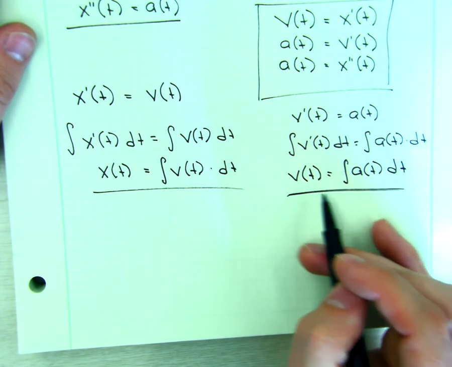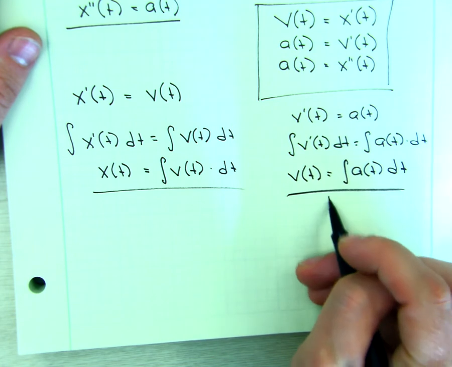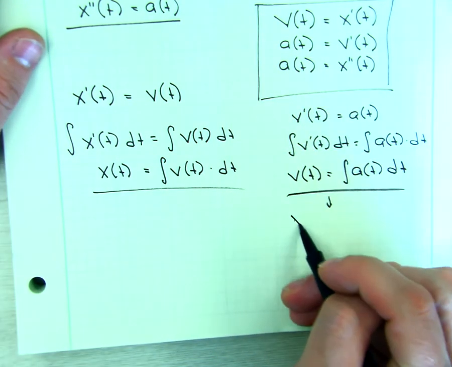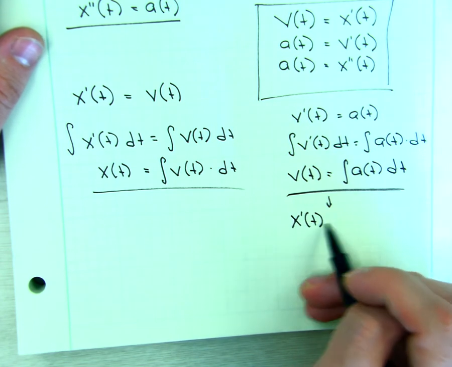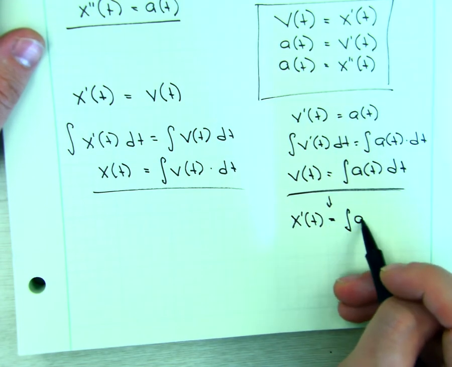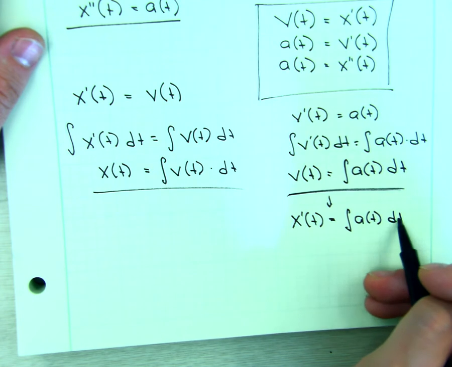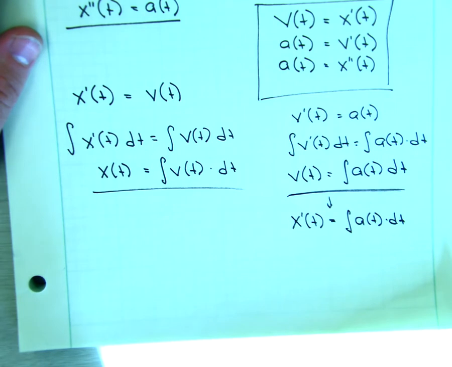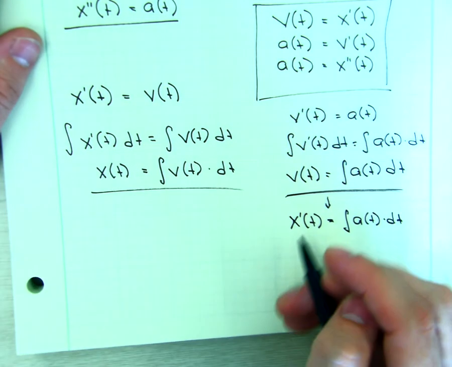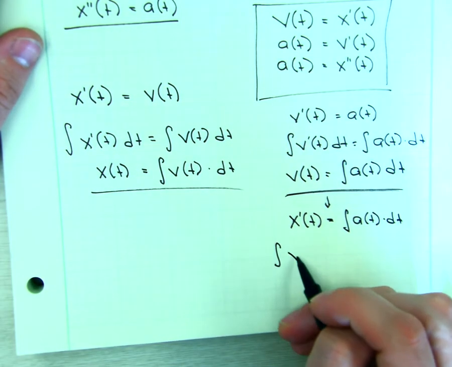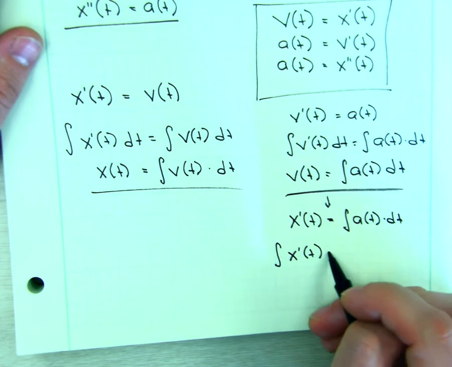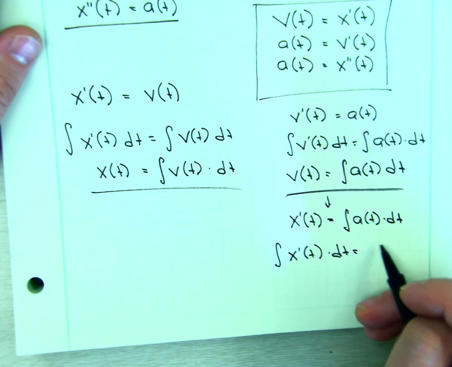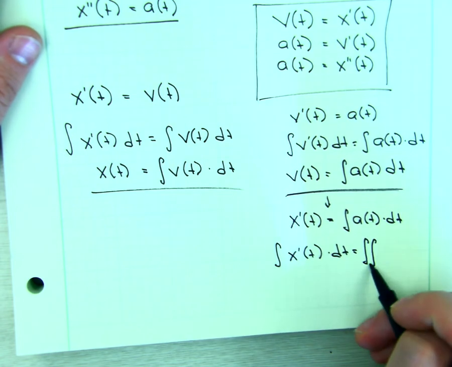Just how I have v of t equal to this, I can continue on, and remember v of t is x prime of t, so I can say x prime of t is equal to the integral of a of t dt. Once again, in order to get rid of this prime, I integrate both sides. So if I integrate x prime of t dt, then I integrate again this acceleration function. So I've got a double integral here.